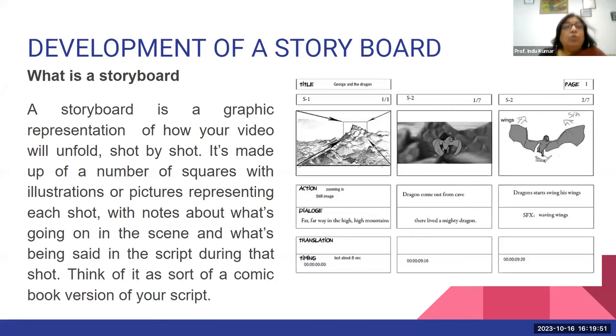So for a good media program, we also need to develop a storyboard, where a scene by scene description of the video that we have visualized should be there. It's a graphic representation of how your video will unfold shot by shot. So that is called a storyboard. It's made up of a number of squares with illustrations or pictures representing each shot. I will be showing you an actual storyboard so that you understand what a storyboard is.